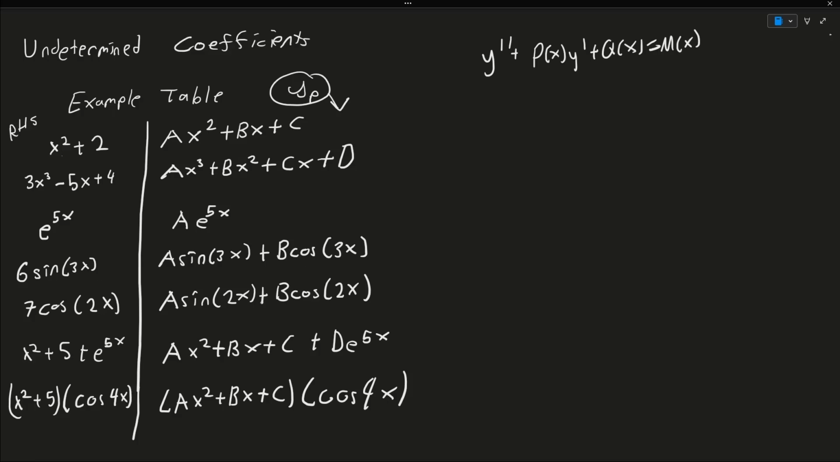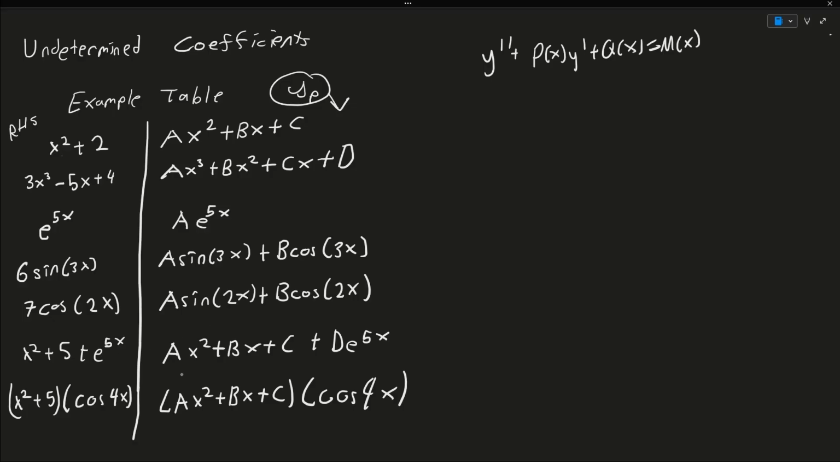We will have a sine of 2x plus b cosine of 2x. Okay, x squared plus 5 e to the 5x. Now, these are really important. These are much different than what we did, because we have a second order polynomial, but we're also adding an e to the exponential function.